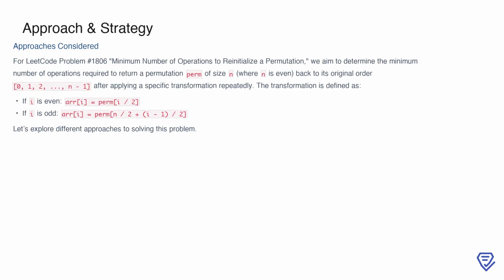To solve the problem of determining the minimum number of operations to reinitialize a permutation, we need to understand how the transformation works. The permutation starts as 0, 1, 2, up to n-1, and a specific transformation is applied repeatedly. If the index i is even, the new value at i is taken from perm[i/2]. If i is odd, the new value at i is taken from perm[n/2 + (i-1)/2]. Our goal is to calculate how many times this transformation needs to be applied before the permutation returns to its original order. To tackle this problem, we will explore multiple approaches to identify the most efficient solution.